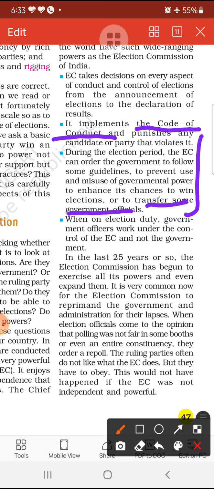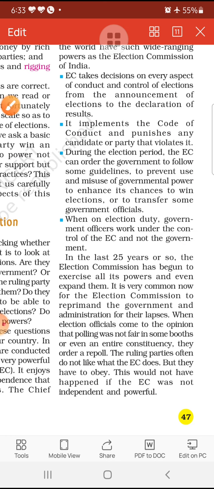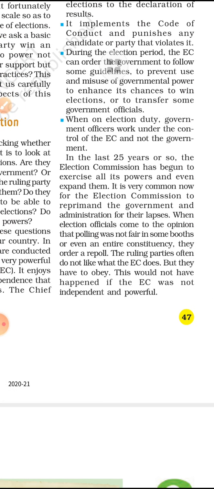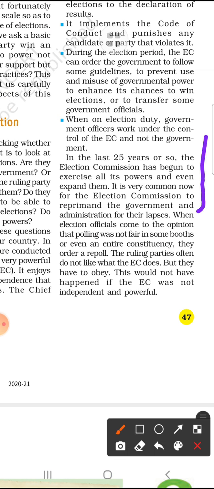When on election duty, government officers work under the control of the EC and not the government. Though they are government employees, during this time if an order comes from the Election Commission, they work for the Election Commission, not for the government. In the last 25 years or so, the Election Commission has begun to exercise all its powers and even expand them. Generally the expansion is done to meet the need of the system. It is very common now for the Election Commission to reprimand the government and administration for their lapses. The instruction can come from the Election Commission, and when election officials give the opinion that the polling was not fair in some booths, even entire constituencies, a repoll is ordered. Sometimes the election takes place again.